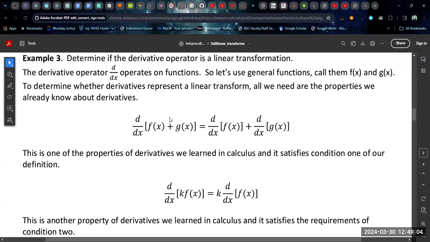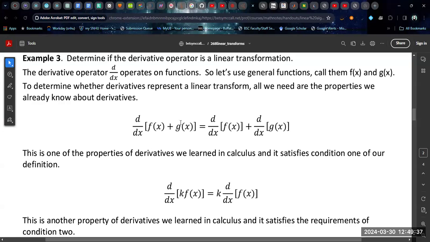All right, so here we want to find out if the derivative operator is a linear transformation. So again, think about our definitions. The derivative operator operates on functions, so we'll call our generic functions f of x and g of x. And so what we need to know in order to test this are the properties we already know about derivatives. So you don't have to go back to the definition of the derivative or anything else. We already know what these properties are because we proved them in calculus.